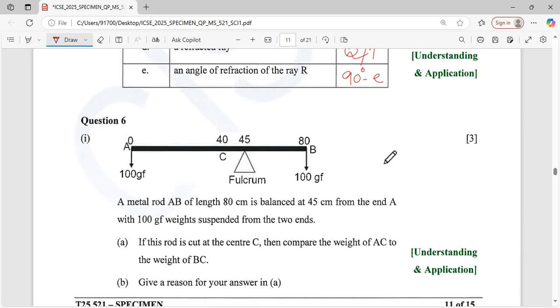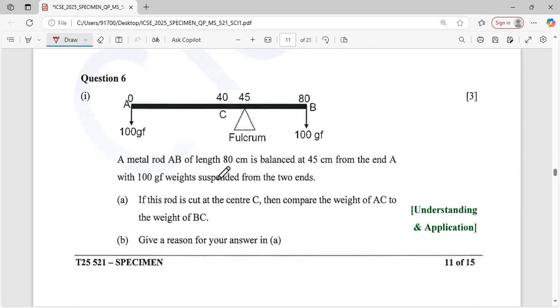Next question number 6. Okay, a metal rod AB of length 80 centimeters is balanced at 45 centimeters from end A with a 100 gf weight suspended from two ends. If the rod is cut at center C, compare the weight of AC to the weight of BC. First, we see that the fulcrum is at 45. So we know that AC must be less than BC, obviously, because the fulcrum point is here.